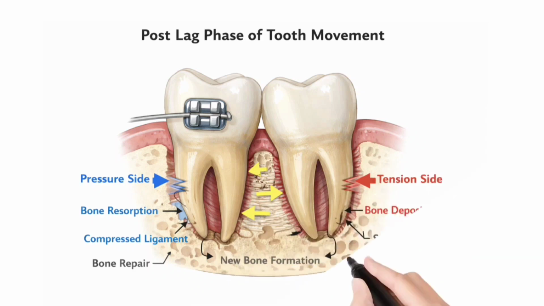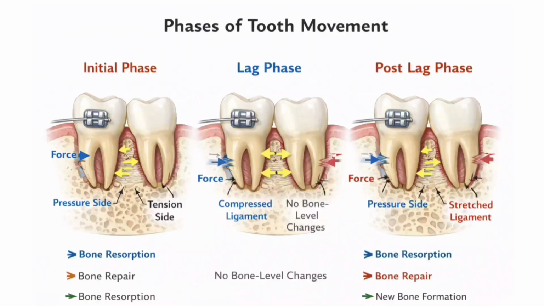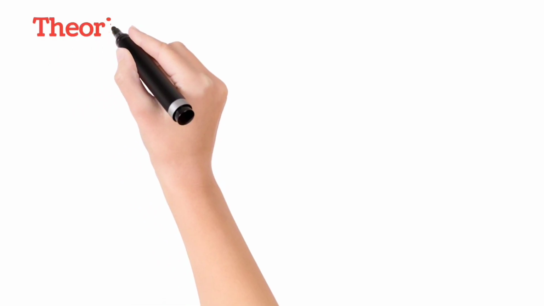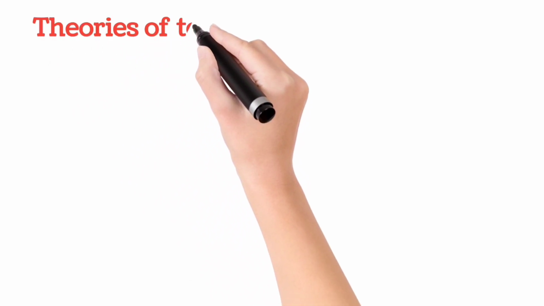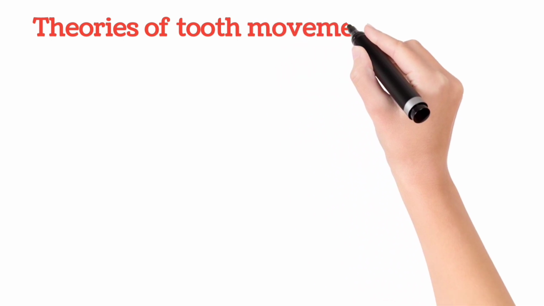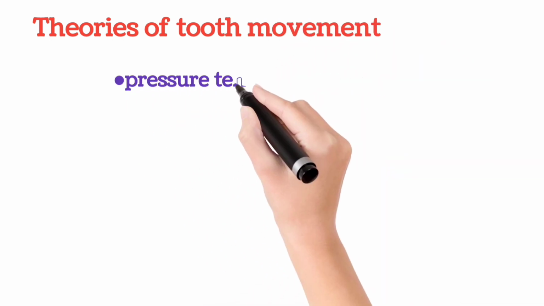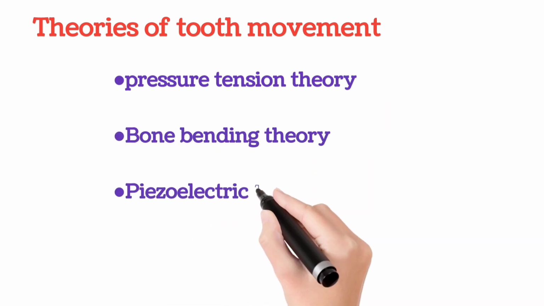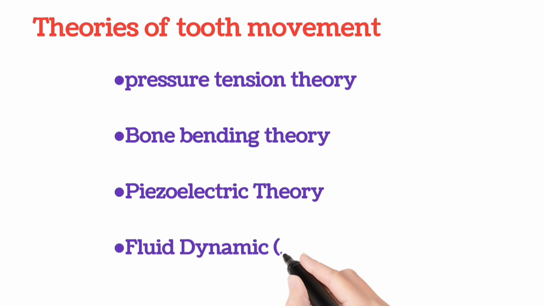The phases of tooth movement are initial phase, lag phase, and post-lag acceleration phase, which occur due to biological changes in the periodontal ligament and alveolar bone after orthodontic force is applied. Theories of tooth movement: pressure-tension theory, bone bending theory, piezoelectric theory, fluid dynamic theory.